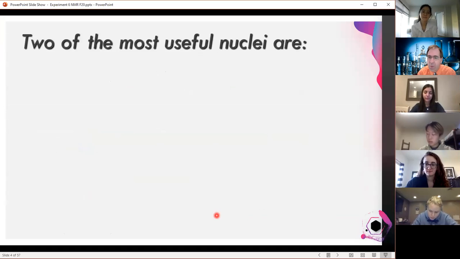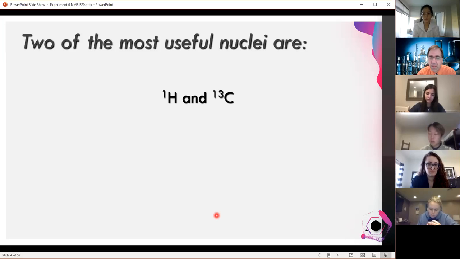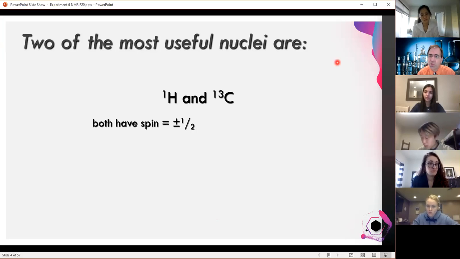What we're going to look at mostly are protons and carbon-13. You can look at other elements. We have the potential of looking at fluorine in the coming weeks. Boron is another one that's fairly common, but they both have something called a spin plus or minus 1/2. It just has to do with the number of protons in the nucleus, the way it's arranged. We're not going to get into the details of that at this level here, but it is something to realize that not all nuclei will show up in the NMR.